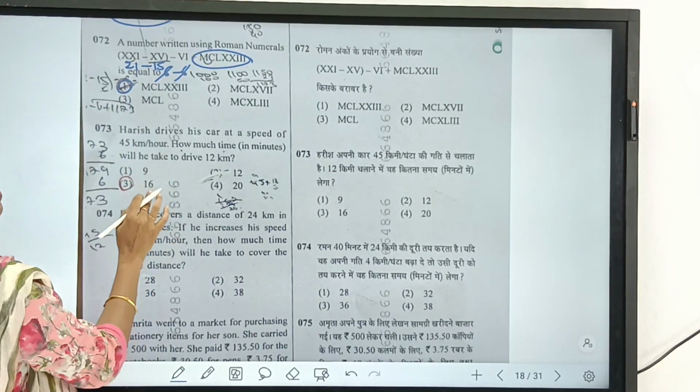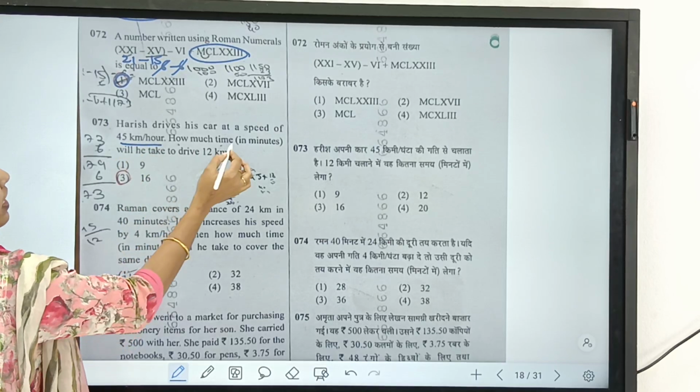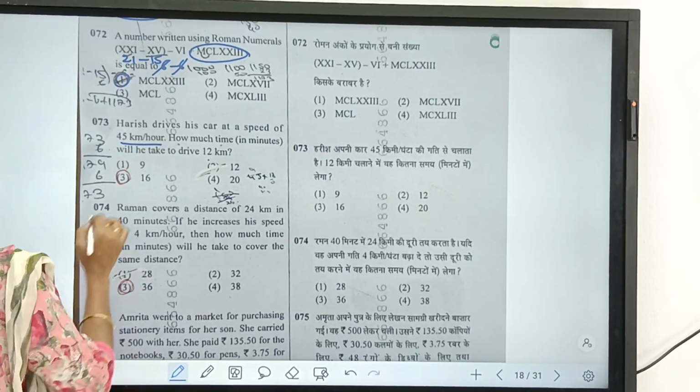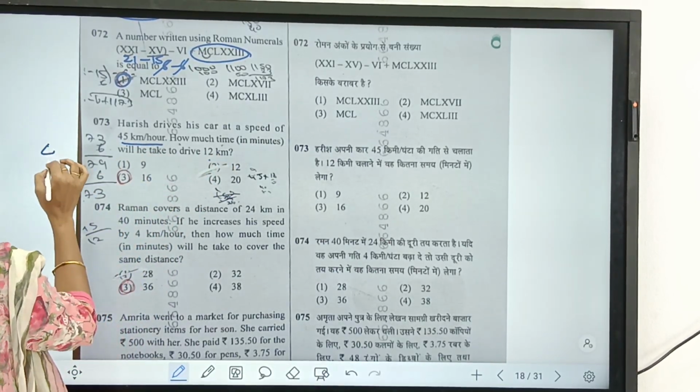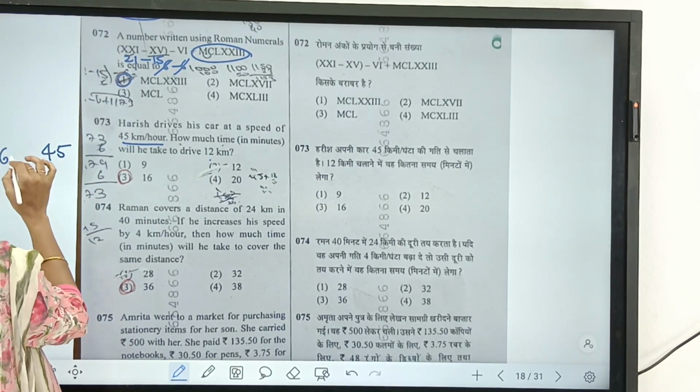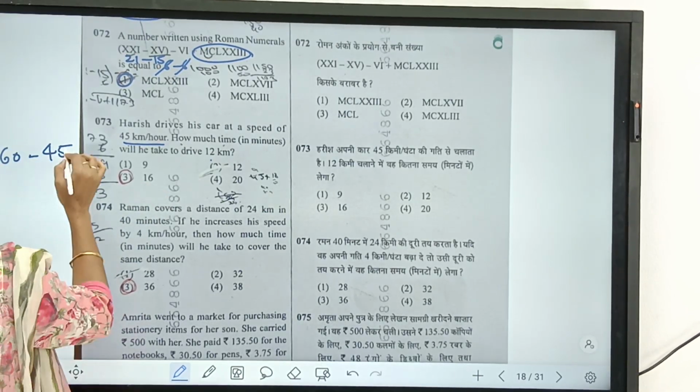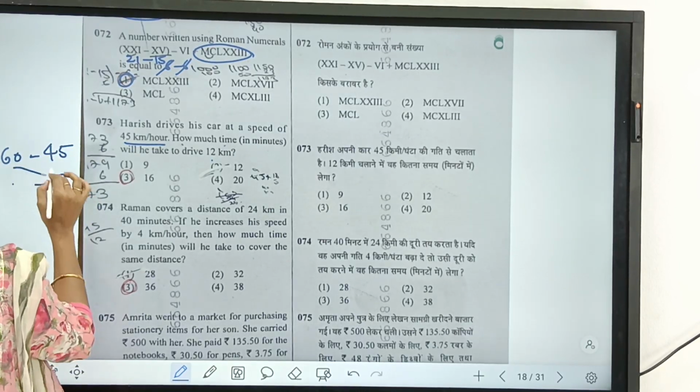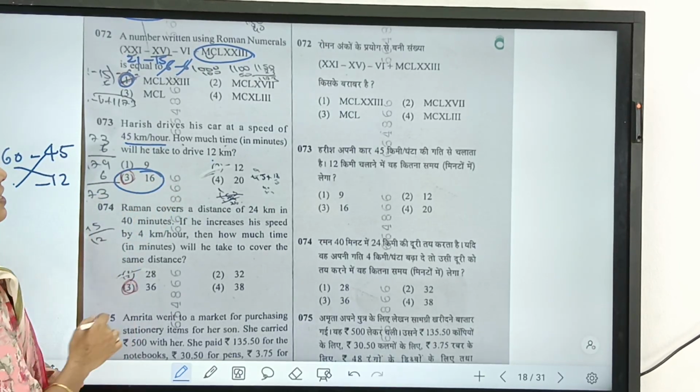And next, Harish drives a car at a speed of 45. How much time will he take to cover 20 km? This is also cross multiplication. 45 km in 1 hour, 60 minutes. He will reach 25 kilometers. 12 kilometers, how much? Do cross multiplication. You will get 16.